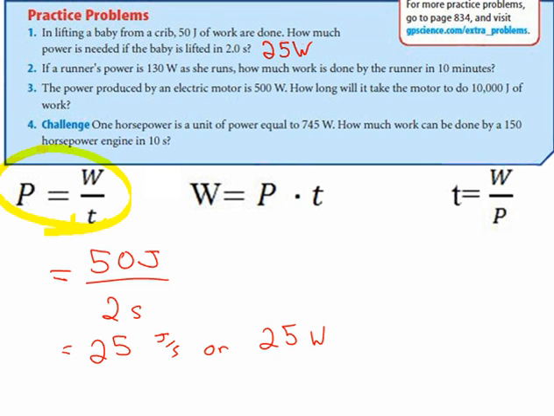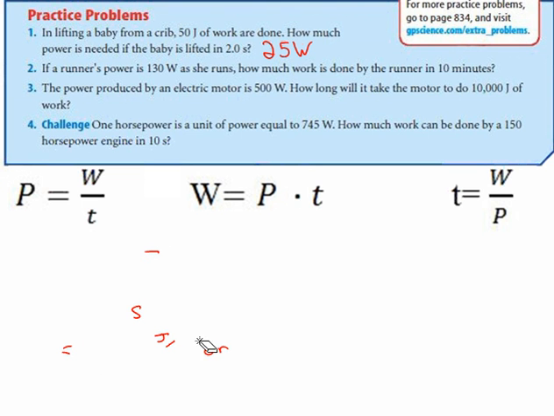Let's take a look at number 2. If a runner's power is 130 watts as she runs, how much work is done by the runner in 10 minutes? All right, so this one, we know the power and we know the time, but what we don't know is the amount of work. So we have to use the derived equation for work equals power times time.